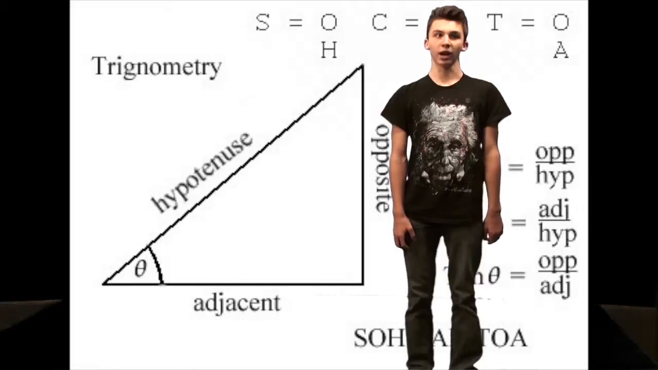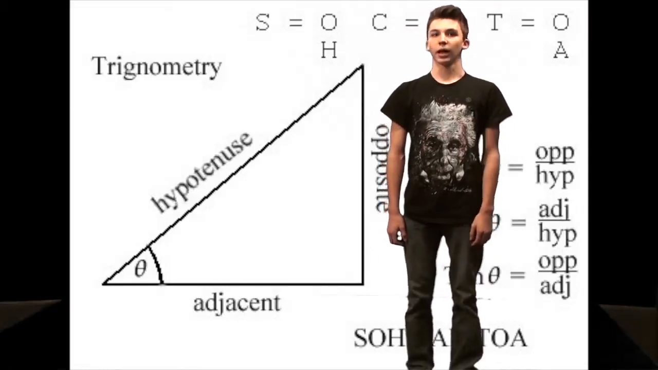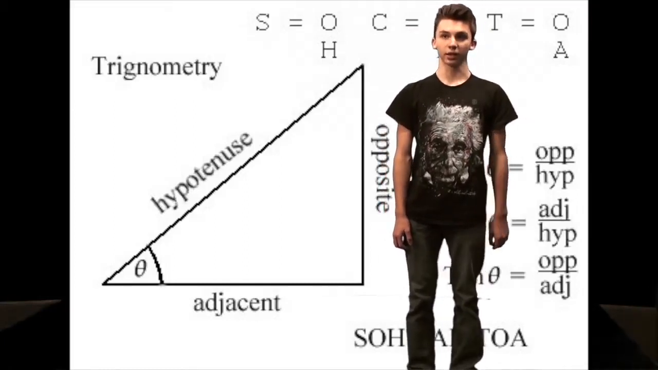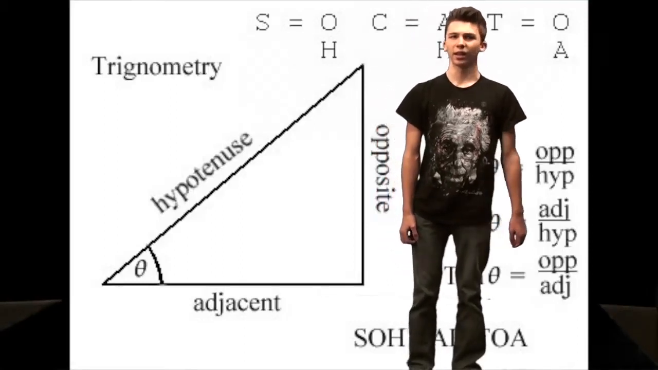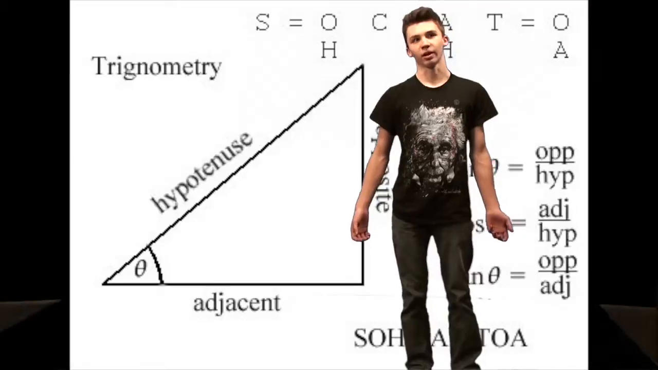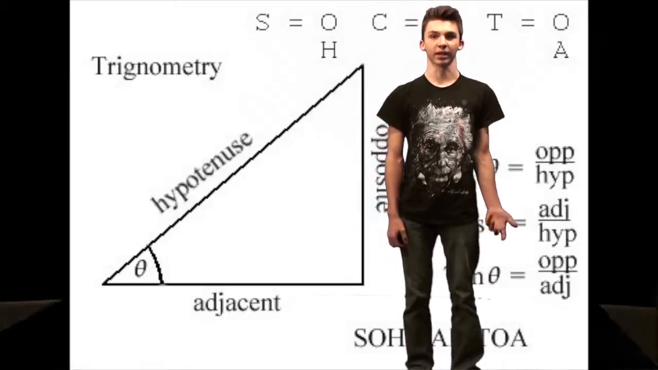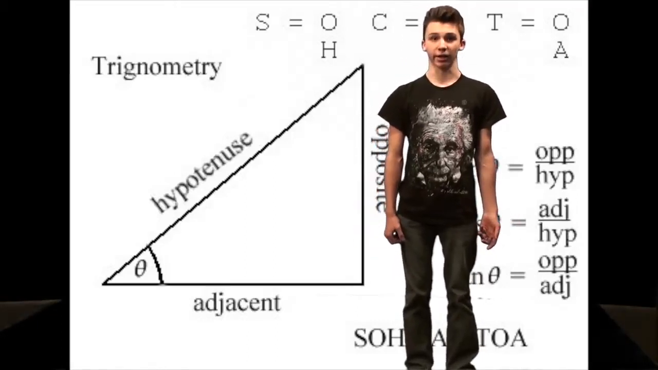Now, sine is the opposite over the hypotenuse. Cosine is the adjacent over the hypotenuse, and then tangent is the opposite over the adjacent. Now you ask, what is the opposite, adjacent, hypotenuse? Well, the hypotenuse, you probably already know what that is. That's the longest side on a right triangle.